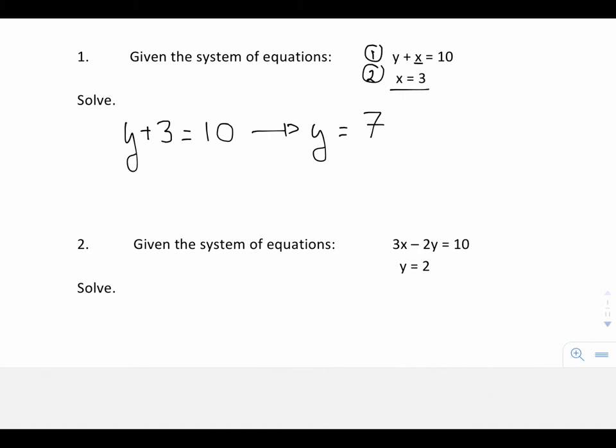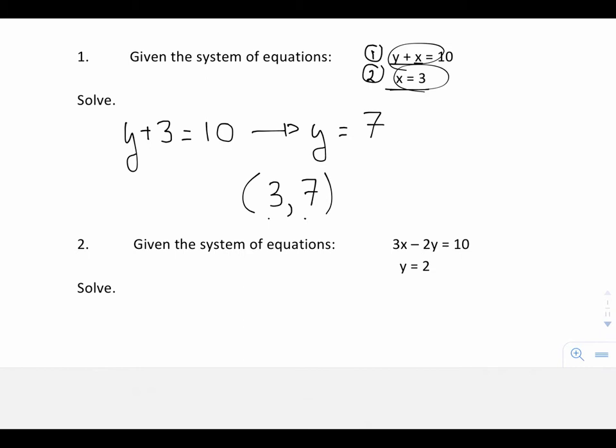So to solve something like this would mean that the x and y value that satisfies both these equations would be 3, 7. And notice that the second equation doesn't have a y in it. All we know is that x has to equal 3, and that's true. In the first equation, x plus y has to equal 10. Well, if I add the x and the y, the 3 and the 7, I get 10.